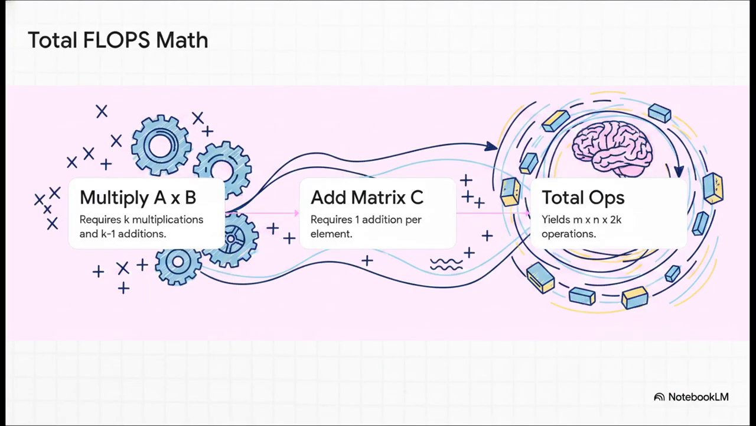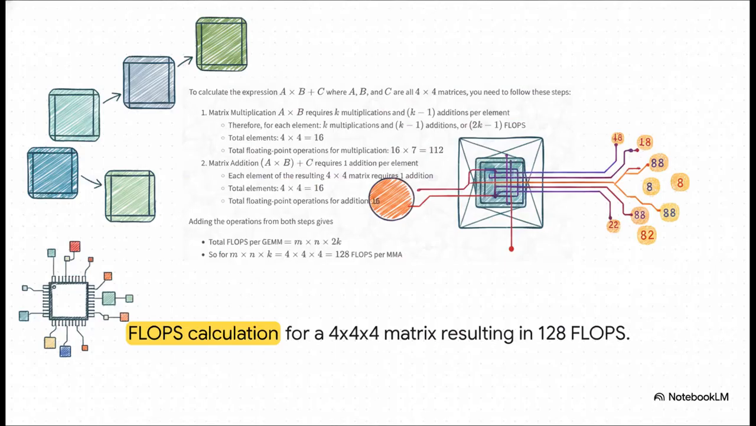So we've seen the hardware pipeline. Now, to really quantify its arithmetic power, let's walk through the mechanics step by step so the dense math feels totally manageable. To calculate the generalized matrix multiply, step 1 is multiplying A by B. That requires k multiplications and k-1 additions per element. Step 2 is adding matrix C, which requires exactly 1 addition per element. If you sum all of that up, the total floating point operations formula simplifies beautifully down to m times n times 2k. Applying that formula to a standard matrix multiply accumulate operation for a 4x4x4 matrix makes things very clear.